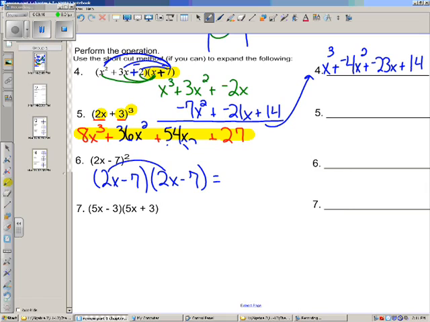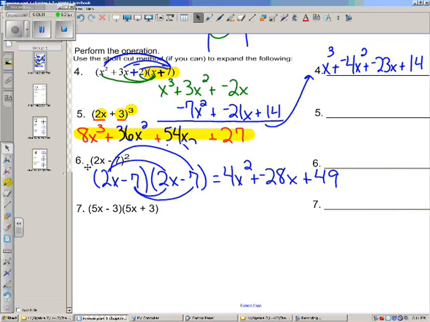So I'm going to take 2x to 2x for 4x squared. I'm going to take 2x and negative 7, which gives me negative 14x. But when I multiply the other negative 7 and 2x, I get another negative 14x. So I'm just going to go ahead and write that as negative 28x. And then the last part is negative 7 and negative 7 for 49. And then again, this is my final answer for number 6. 4x squared plus negative 28x plus 49.